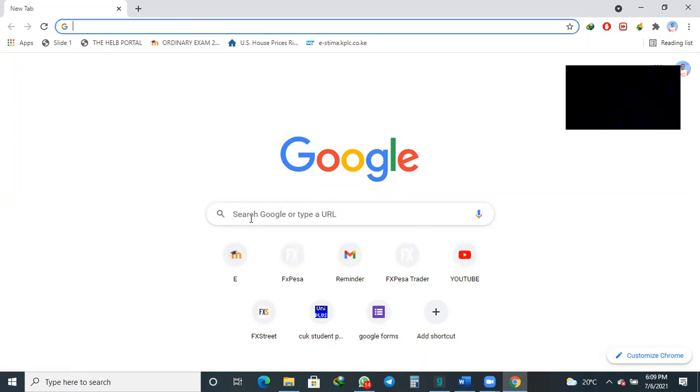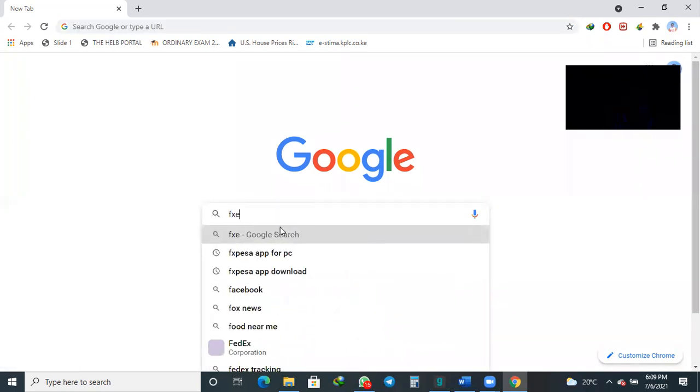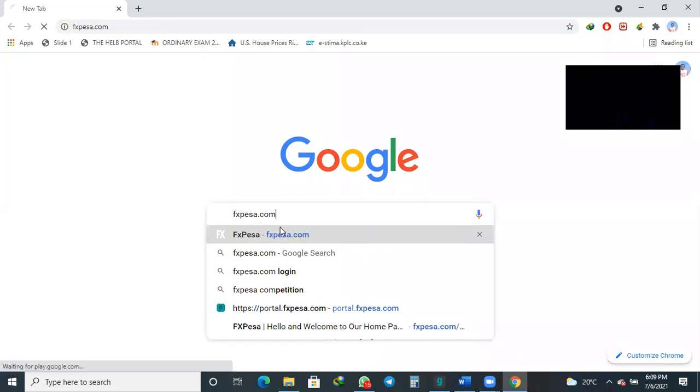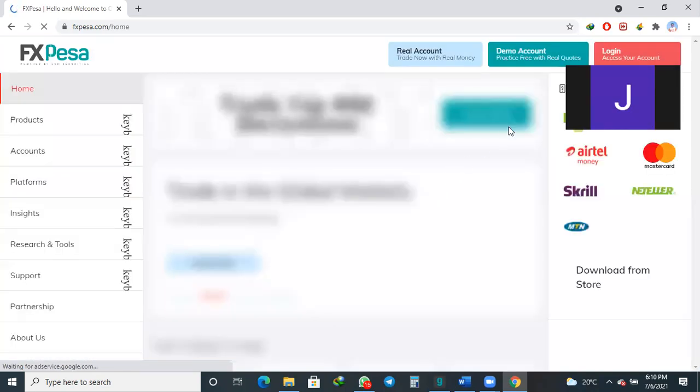So on your mobile app, if you have it, and someone also can be using the web. For this illustration, I'll be using the web. So you just search FxPesa.com. After you are there, for the mobile app, if you have the app, it's just direct. But for one using the web, there's a little procedure for you to follow.